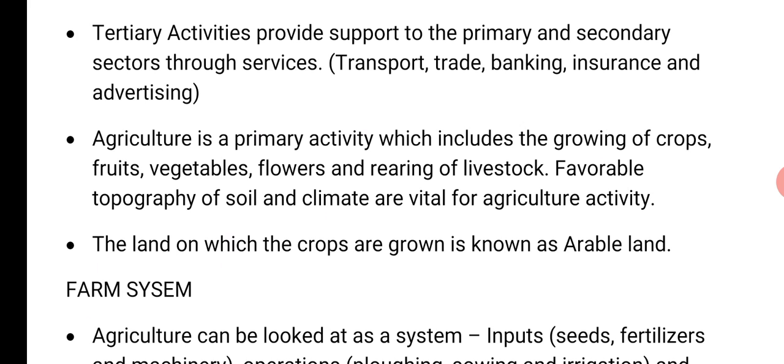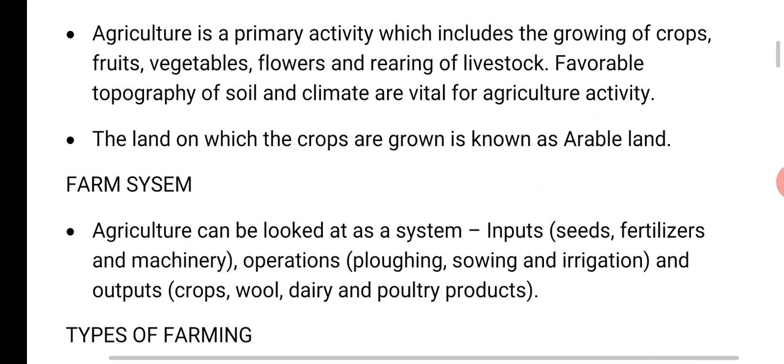Agriculture is a primary activity which includes the growing of crops, fruits, vegetables, flowers and rearing of livestock. Favorable topography of soil and climate are vital for agriculture activity. The land on which the crops are grown is known as arable land.